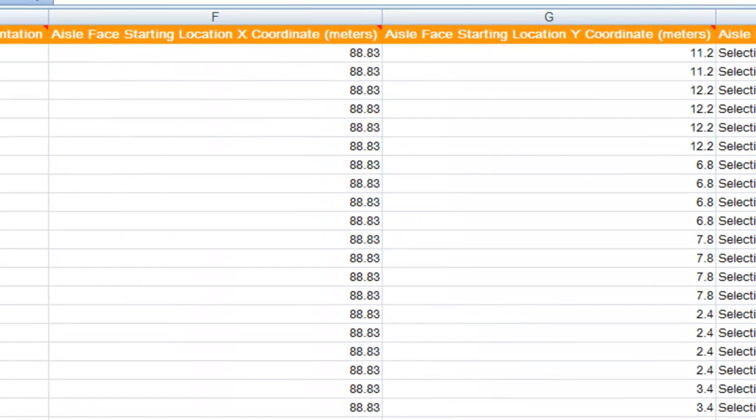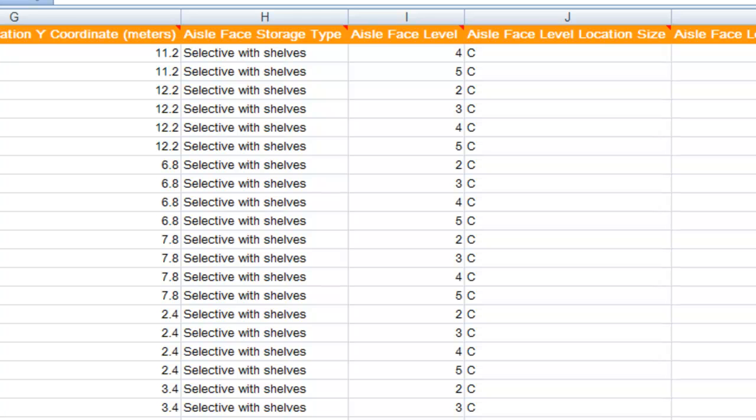Aisle face starting x and y coordinate is the x and y coordinate of the starting location in an aisle face, where the 0, 0 coordinate is the top left-hand corner of the facility floor plan. The starting coordinate is the top left corner of the first location in the UL face. UL face storage types describe the storage characteristics of the UL face, such as entry, exit points, lane characteristics, and bay and slot pattern. UL face level is the physical level of the rack storage or shelving.